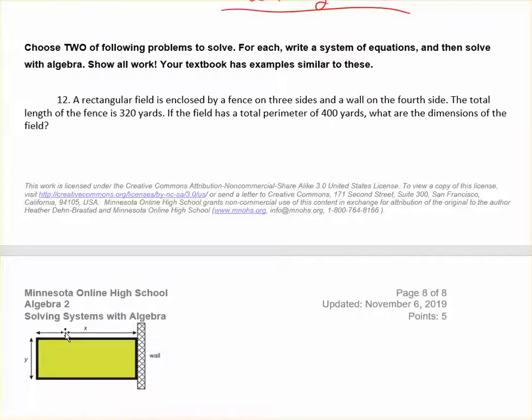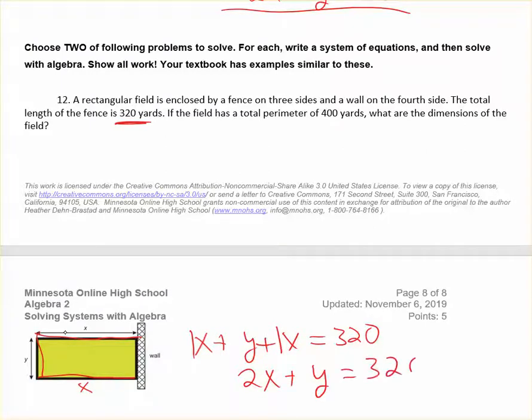So to set this one up, this x would be equal to this x to start with. To find the dimensions, or to write an equation that has to do with the fence, we know it's going to be equal to 320. This piece plus this piece plus this piece will be equal to 320. So we have an x plus a y plus an x. That's one of our equations. However, we could simplify that equation because 1x plus 1x is 2x. So I'll write that a little bit simpler. There is one of my equations.